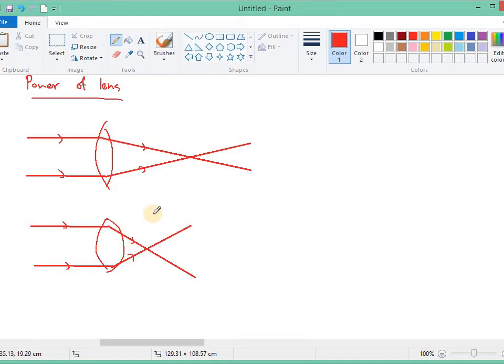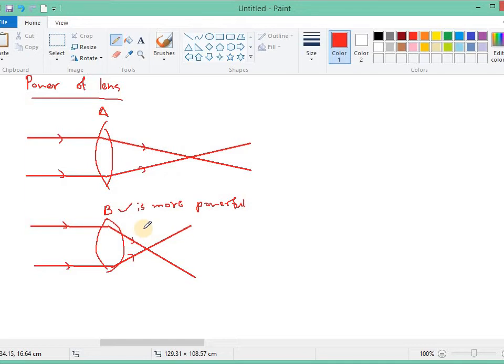So which one is more powerful? Lens A more powerful or lens B more powerful? So the answer is lens B is more powerful. Why is B more powerful? Because it can bend the light more. A only bends a little bit. B can bend the light more than A. So B is more powerful.